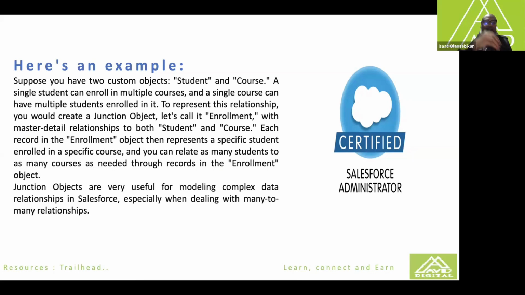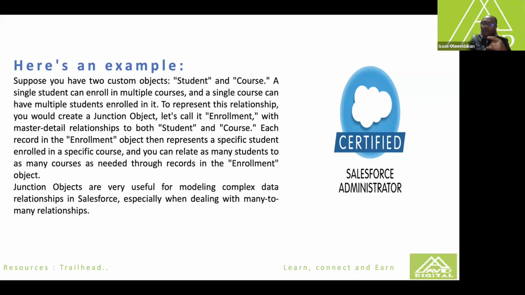Then with master-detail relationships to both students and course. That means student is a master, course is a master. Then the detail object that will be for both of them will now be what? Enrollment. So that the enrollment can actually carry the record of both courses and the students to relate it together.